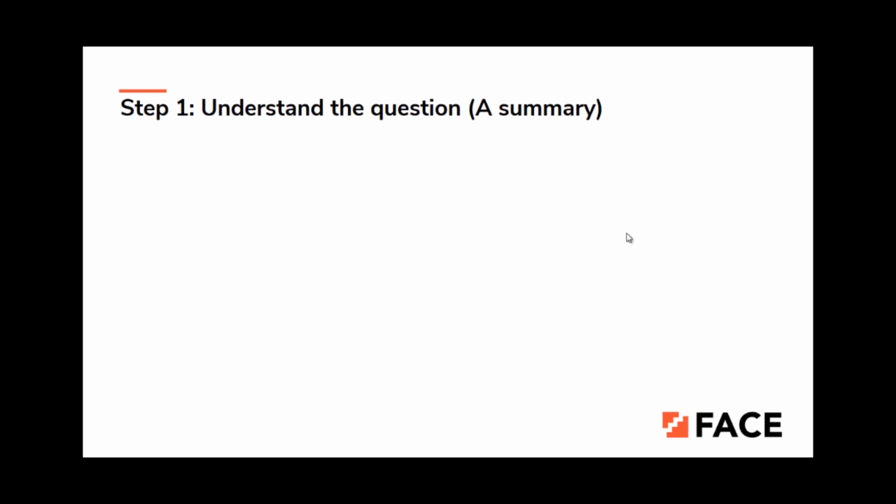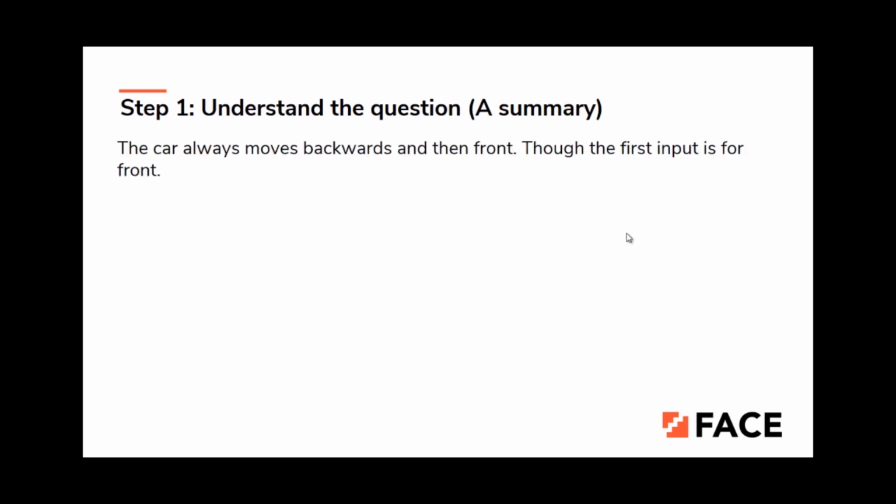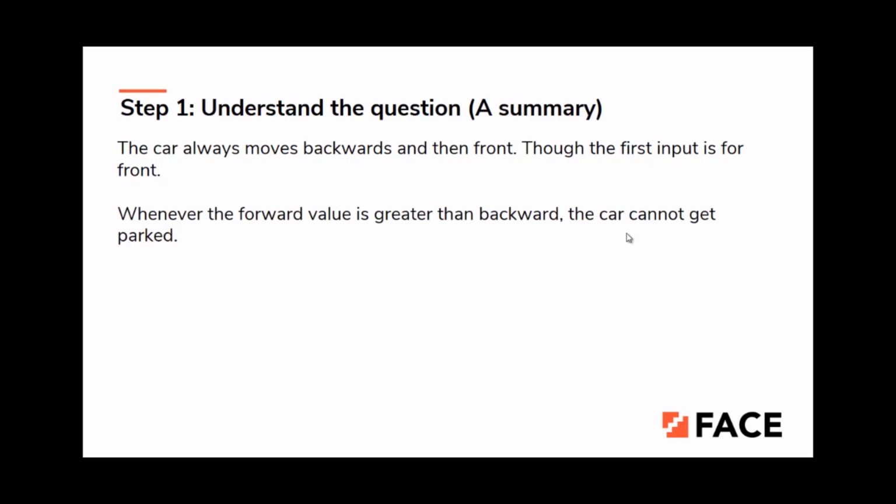Now let's try to put a summary for whatever we have understood. So the car always moves backwards and then front, though the first input is for forward direction. Most of the time we'll make a mistake in this particular question, where the first input is F and the second input is B, but still the car will always take the backward direction first and then the forward motion.